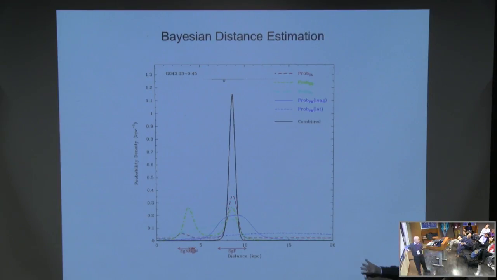You can put other information into this, which is on here. You multiply the probability densities together, and you get a combined probability density, which is this black curve, which says this source is about 8.5 kiloparsecs away, with pretty high confidence.